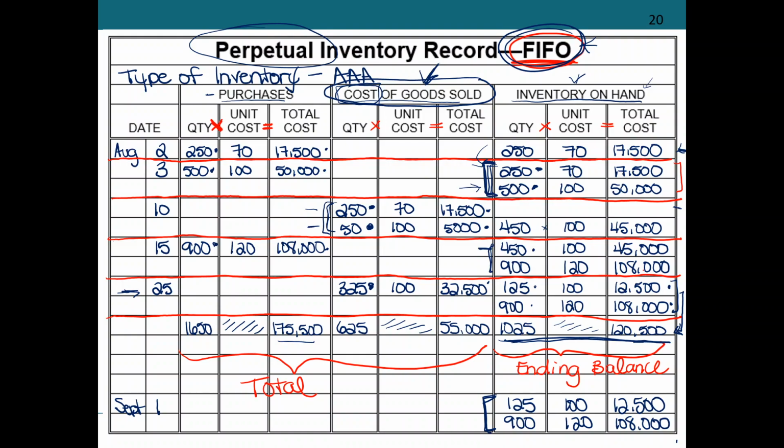Okay, so that is FIFO. We still need to complete the average cost, but I'll stop the video and start that one in the next video. So same question, but we'll look at average cost.